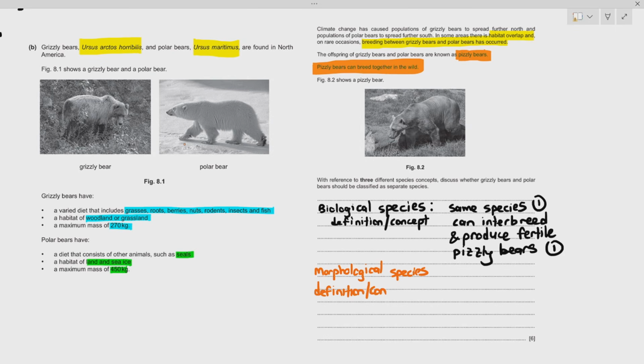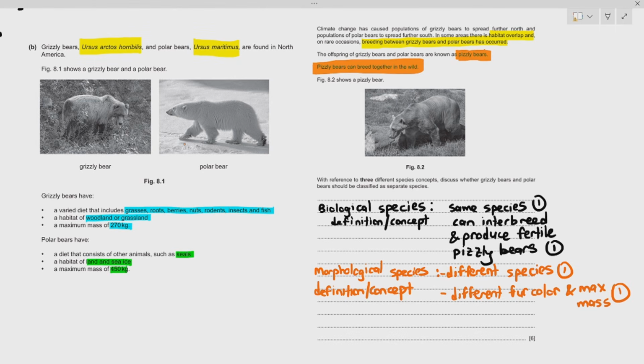However, based on the morphological species concept, which looks at just appearance, they are classified as different species, because morphologically they have different appearances, such as their color. The polar bear is white and the grizzly bear is brown. It has a darker color as well, by the way. Or you can talk about the mass. The grizzly bear's maximum mass is 270 kilograms and the polar bear's maximum mass is 450 kilograms. So based on morphology, they look significantly different from each other.